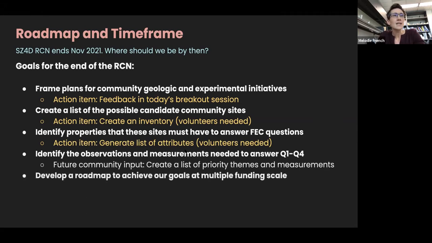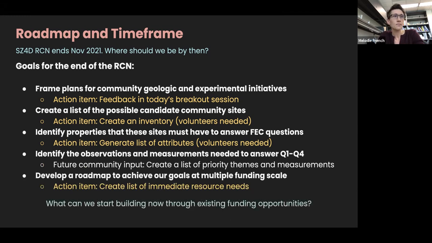And finally, it's not clear right now how SC4D will be executed, but it is to our advantage to identify what we can do at different scales, including with the funding options currently available to us. So we would like to create a list of immediate resource needs and the opportunities that we have to pursue them. And that will be part of our breakout discussion at the end today.